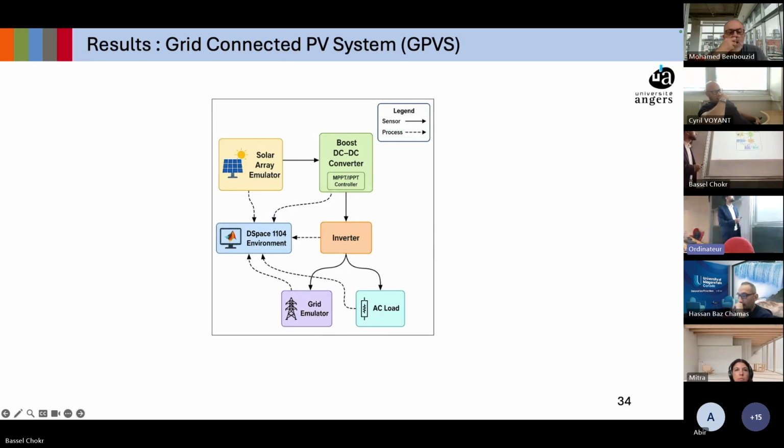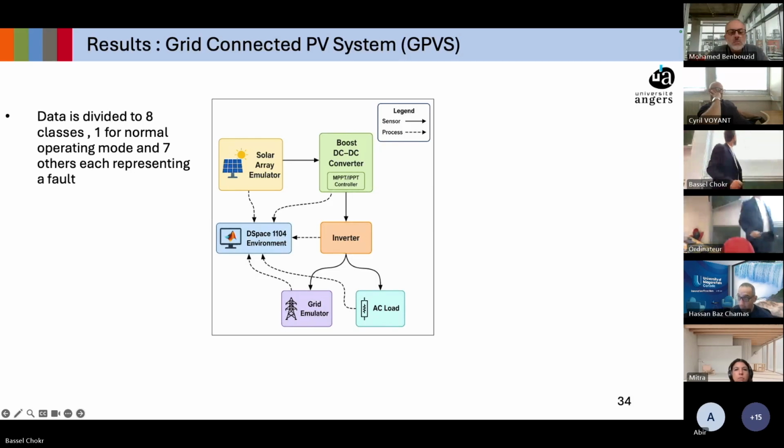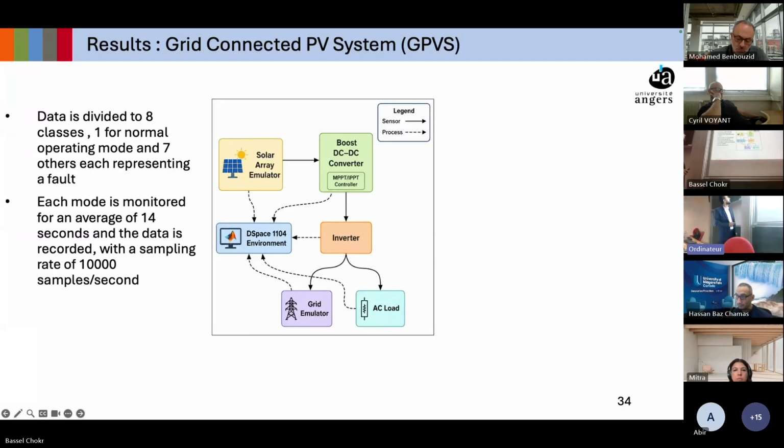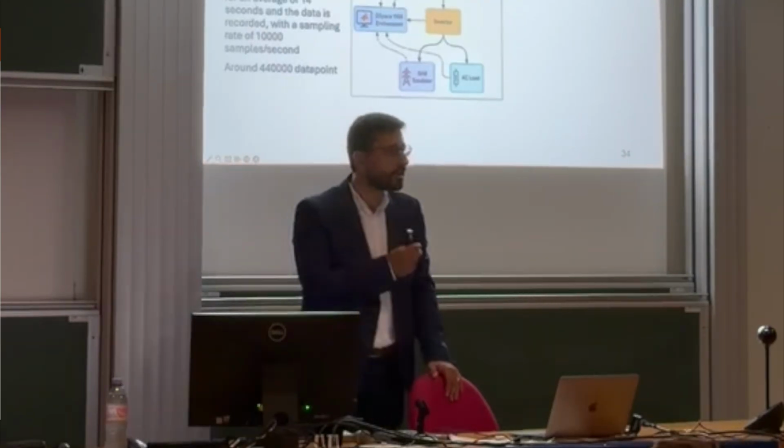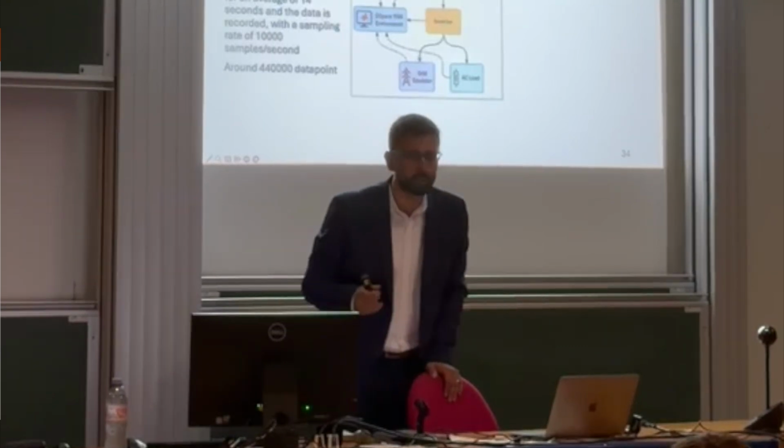This is the system with the solar array emulator and the dSPACE 1104 environment in order to get the data and to simulate the system with grid emulators and so on. As I said, it has 8 classes, 1 for normal, 7 for the others, and each class is monitored for an average of 14 seconds with a 10,000 samples rate. And we have eventually a training data set of 440,000 data points.